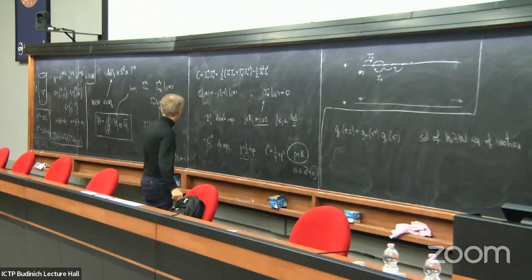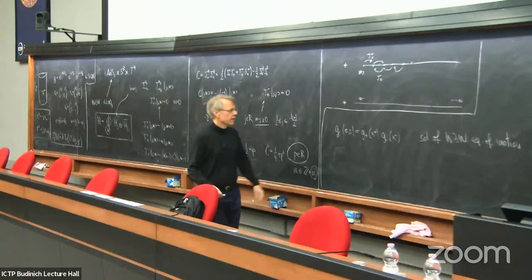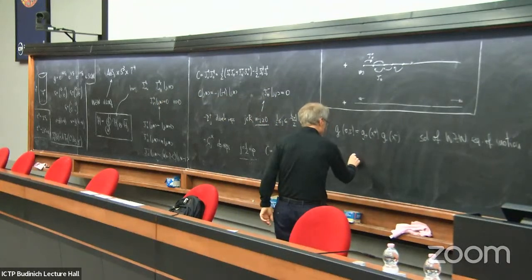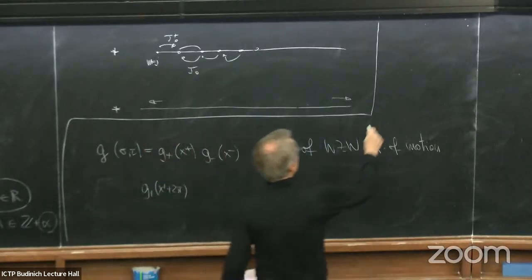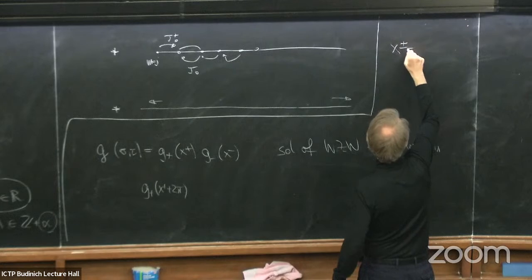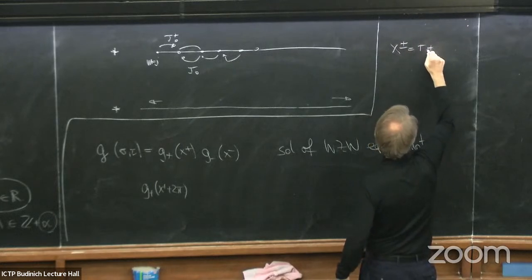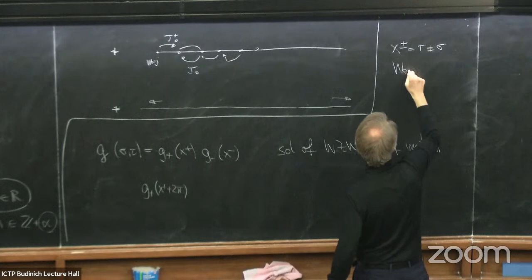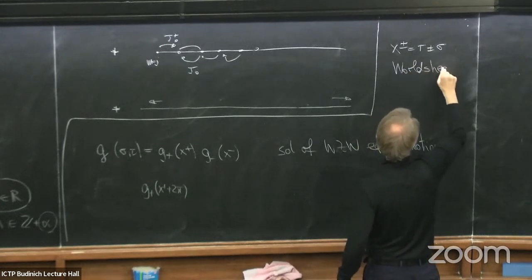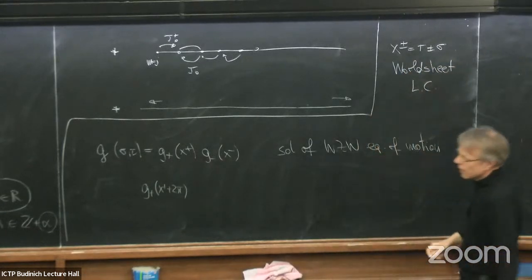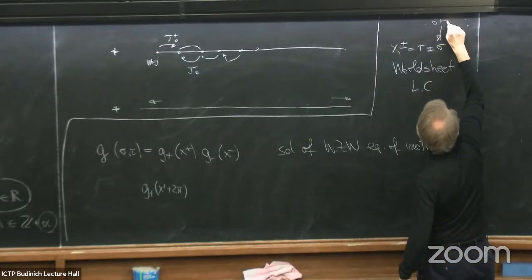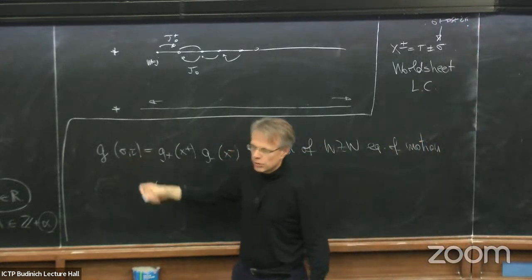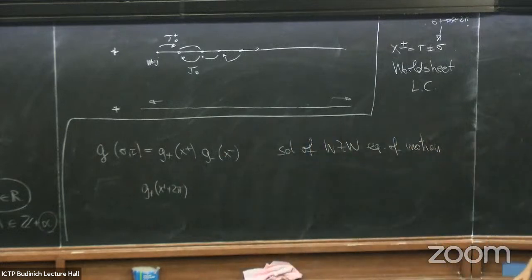And the logic is that the states that are described by this Fock space correspond to those maps that have the property that G plus of X plus plus 2 pi. Remember, X plus and X minus are tau plus or minus sigma. So these are the worldsheet light cone coordinates. And obviously the worldsheet has to be periodic in sigma goes to sigma plus 2 pi. So therefore, this function has to be periodic in sigma when sigma goes to sigma plus 2 pi.